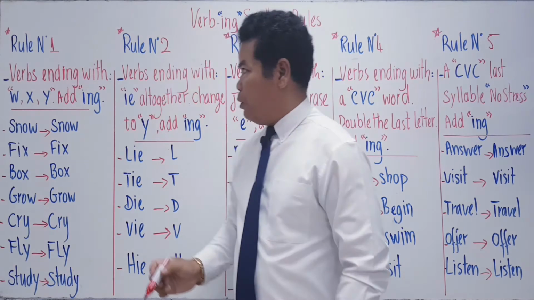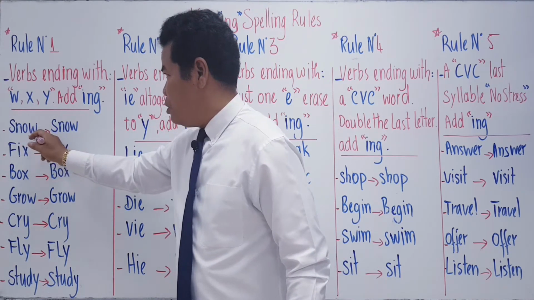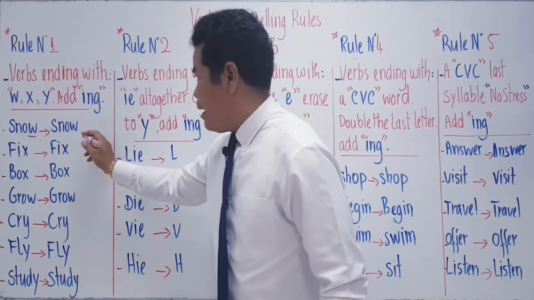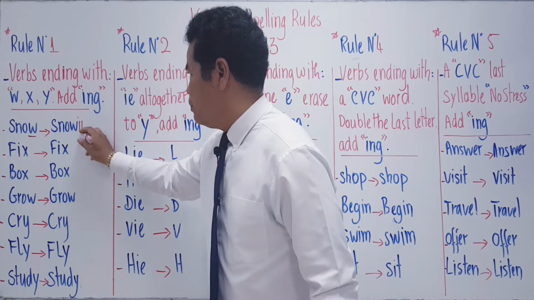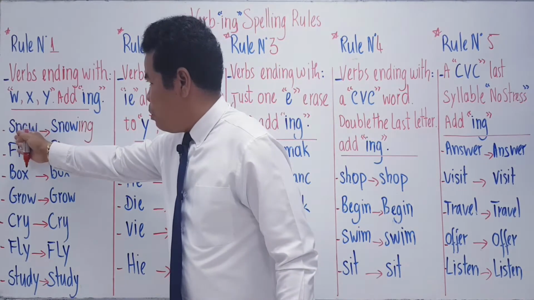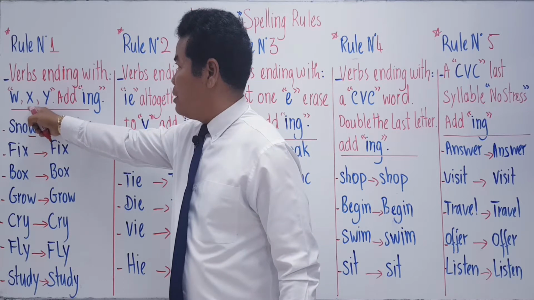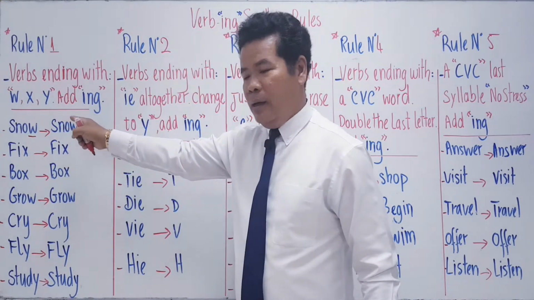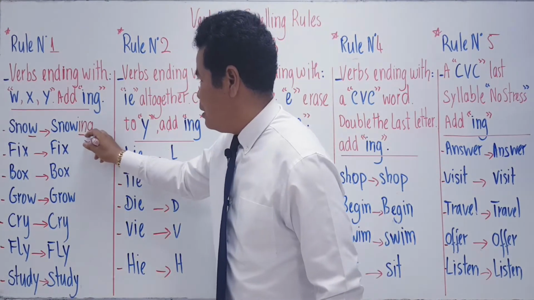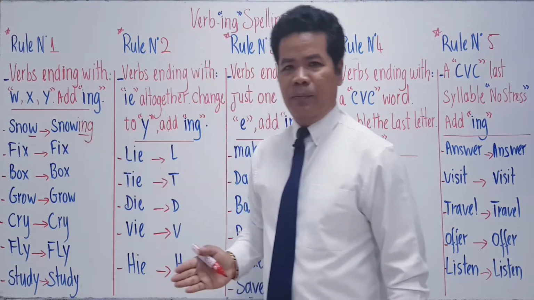Now, look at the example. Snow. Do you see W? Yes, it's W at the end of the verb. And then we have snowing. Snow, S-N-O-W. W is one of the letters in rule number 1. That's why you don't need to do anything. We just add ing after the verb. That's why we have snowing.